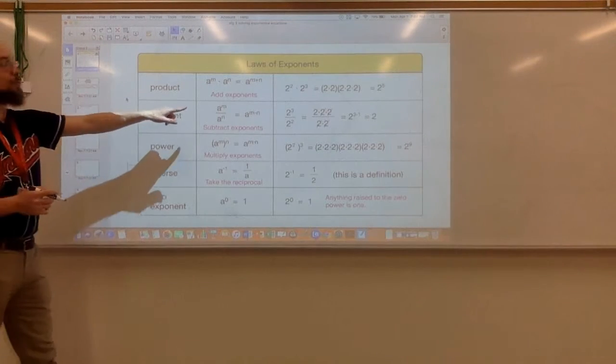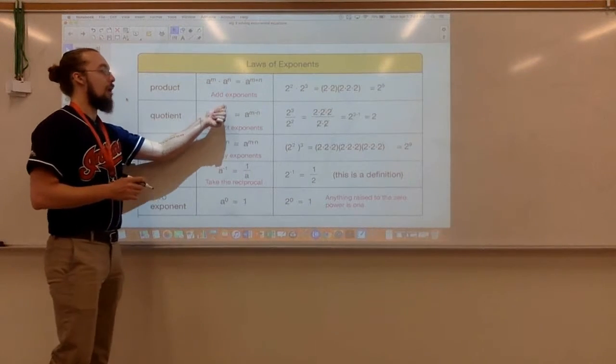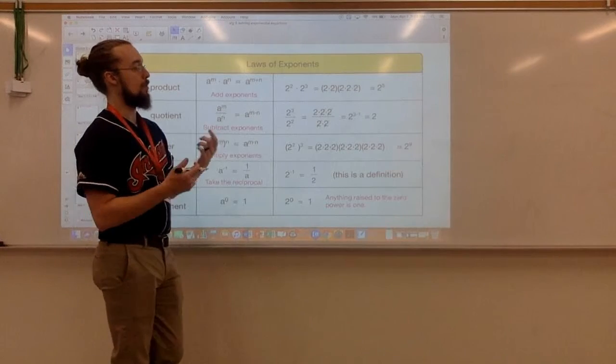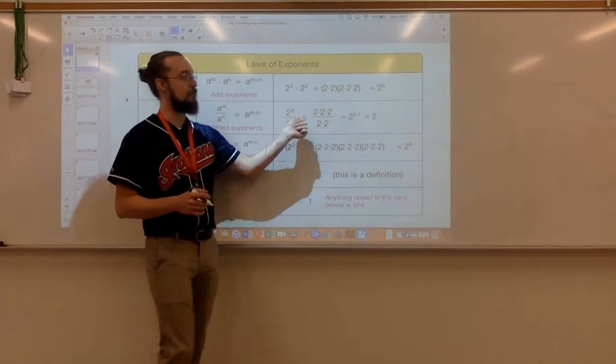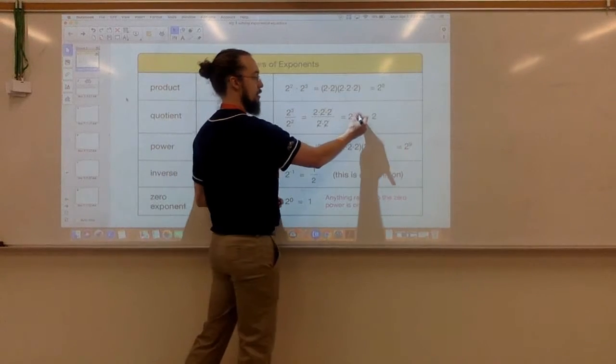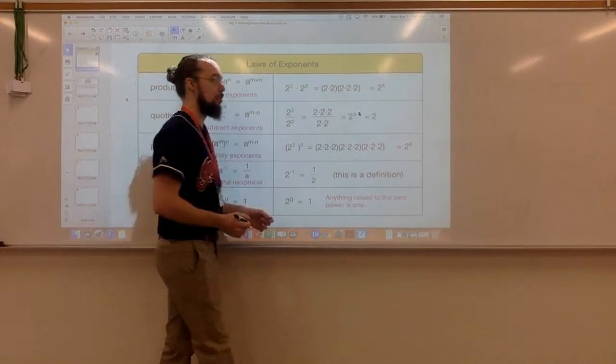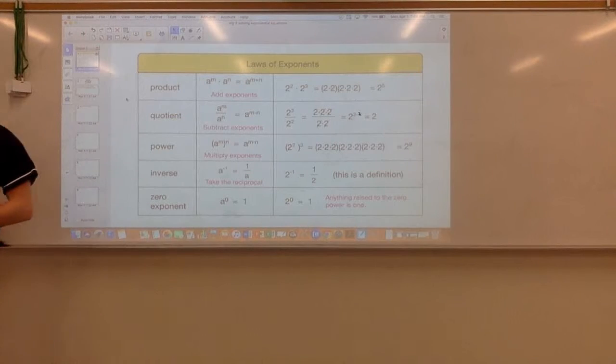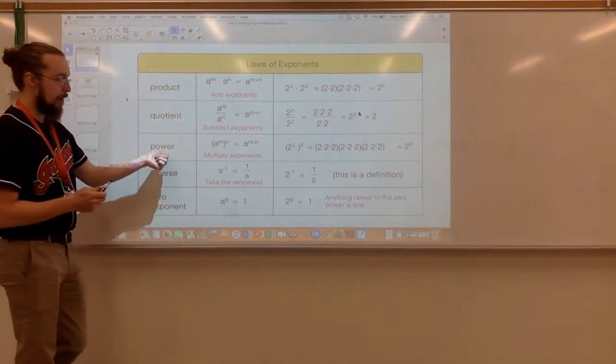If I'm dividing two things that have the same base, I would subtract the exponents. So 2 cubed over 2 squared would be the same as 2 to the 1st. That should say 3 minus 2, not 3 minus 1. The third property that we talked about is the power property.